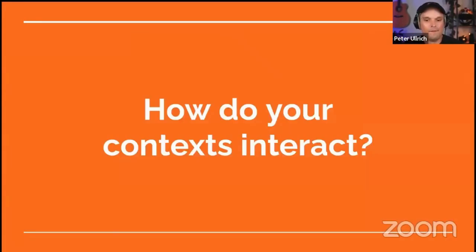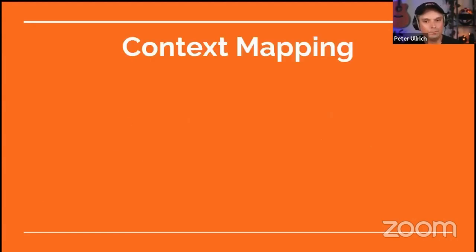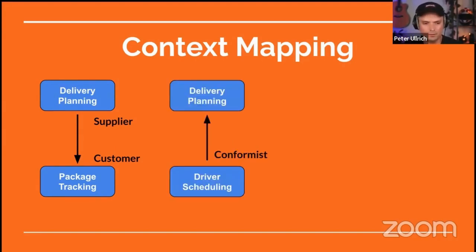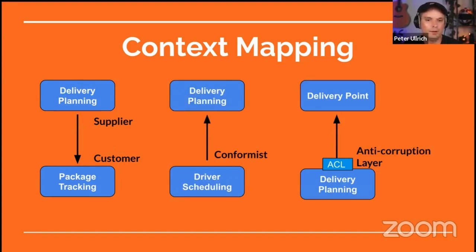Now, how do your contexts interact? That's one last question. After you found the bounded contexts, you have to have an idea of how they interact. And for that, you can do context mapping. I don't have that much time, really, so I'm just going to skip this one. But basically, what you have are different interaction patterns between bounded contexts. Like delivery planning is a supply of data for the package tracking context, and so on.